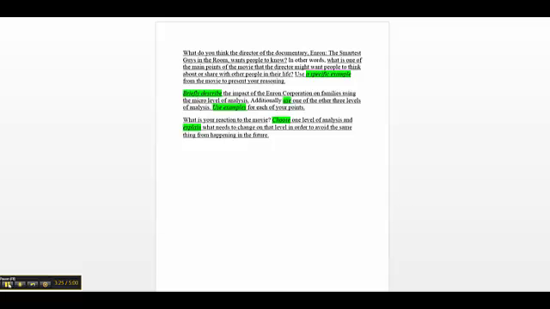Always outline before you just jump in and start coming up with your response. When you go to respond to this particular prompt, you would want to do it in chronological order, meaning you would want to start from the first question and then work your way down. So your very first question that you want to respond to would be simply, what do you think the director of the documentary wants people to know?